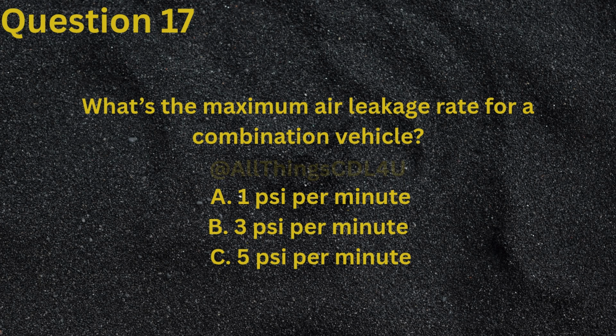What's the maximum air leakage rate for a combination vehicle? A. 1 psi per minute. B. 3 psi per minute. C. 5 psi per minute. B. 3 psi per minute.